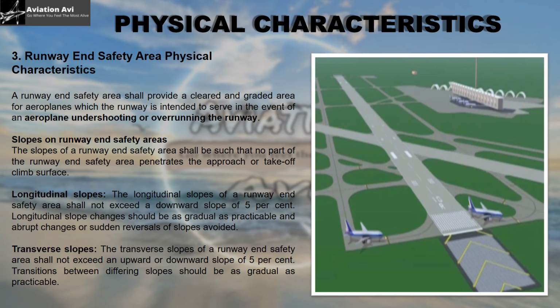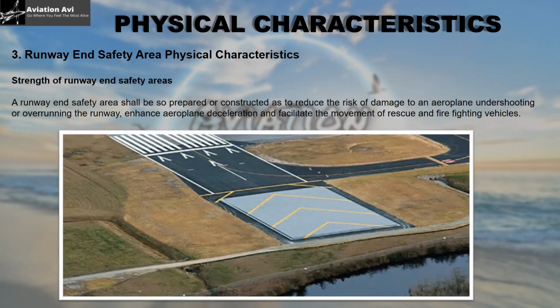The longitudinal slope of the RESA shall not exceed a downward slope of 5%, and the slope changes in the RESA shall be gradual and not abrupt, and slope reversal should be avoided. Further, the transverse slope on the RESA, that is the slope changes in this direction, shall not exceed an upward or downward slope of 5%, and in case there is a differing slope it shall be as gradual as possible.